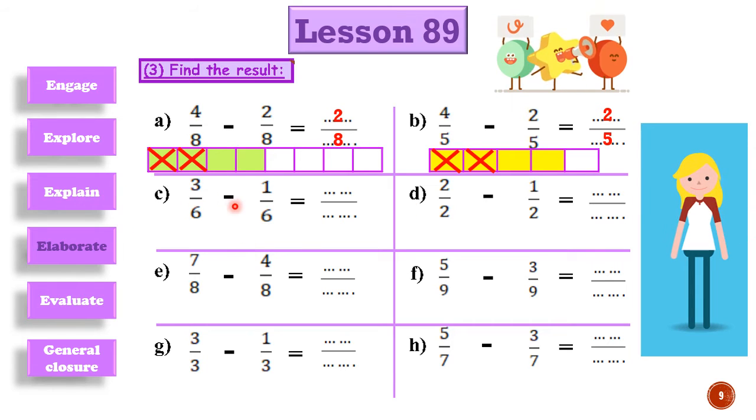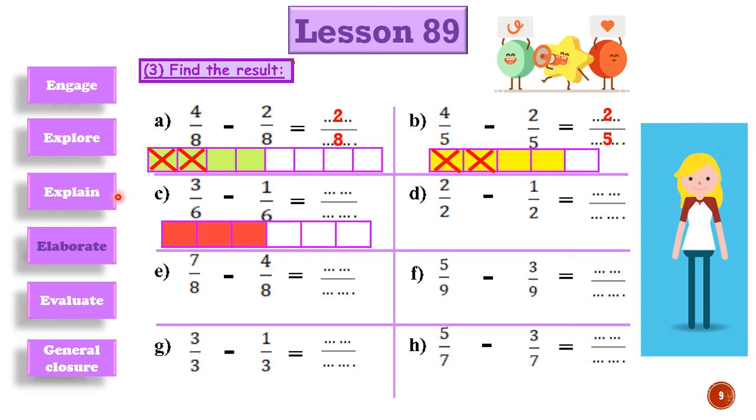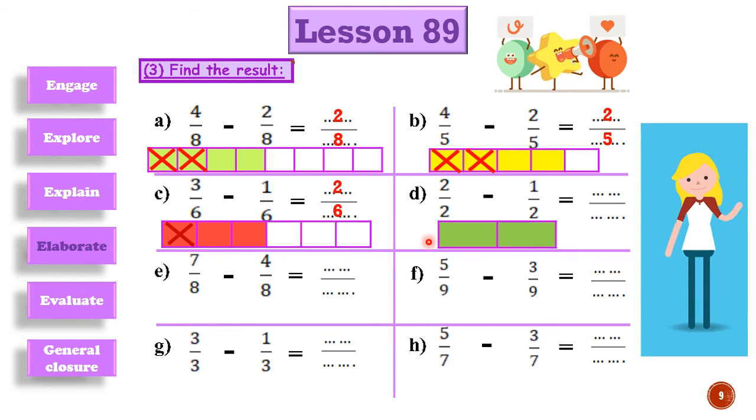Here we have 3 sixths minus 1 sixth. If I draw 3 sixths and cancel 1 sixth, the result will be 2 sixths. If I do it like this, common denominator as it is, and 3 minus 1 equals 2. It's the same answer. Here we have 2 halves minus half. If I draw a model of 2 halves and cancel just 1 half out of 2, it will be half. In my own way, it will be the same 2 in the denominators, just subtract the numerators. 2 minus 1 equals 1. It will be half, the same answer.